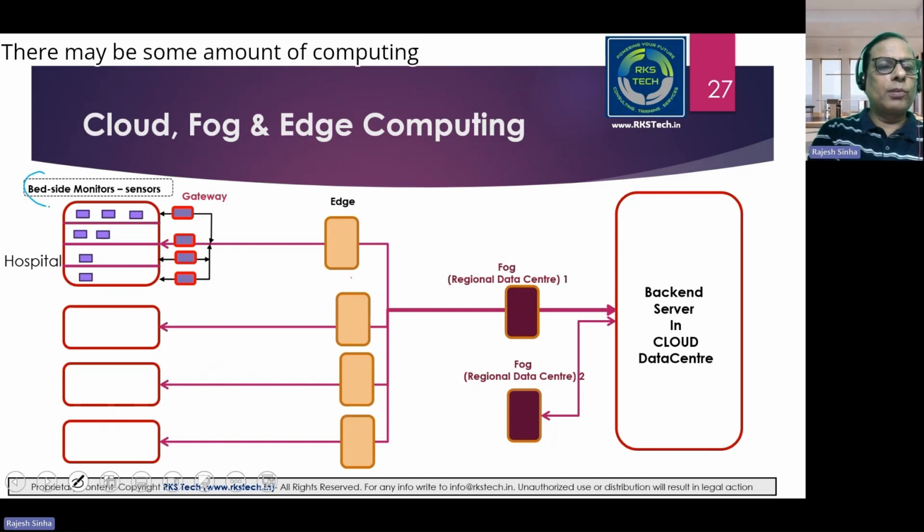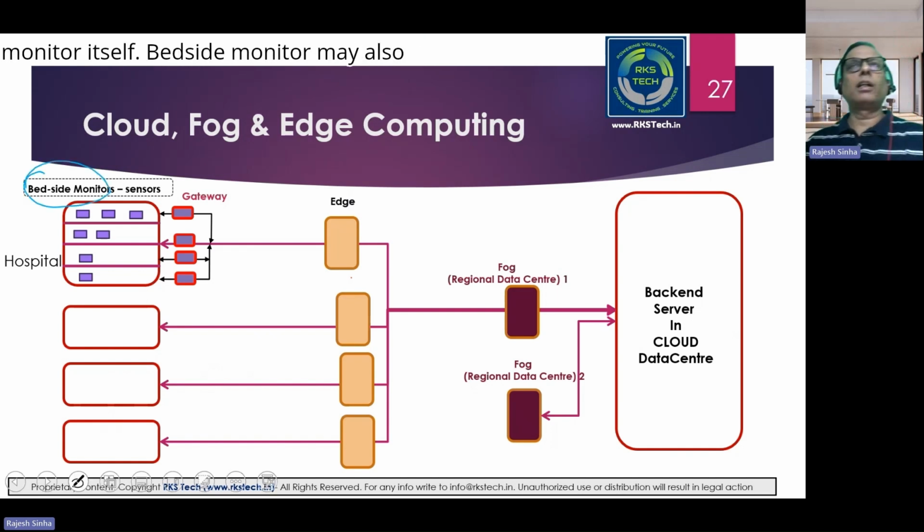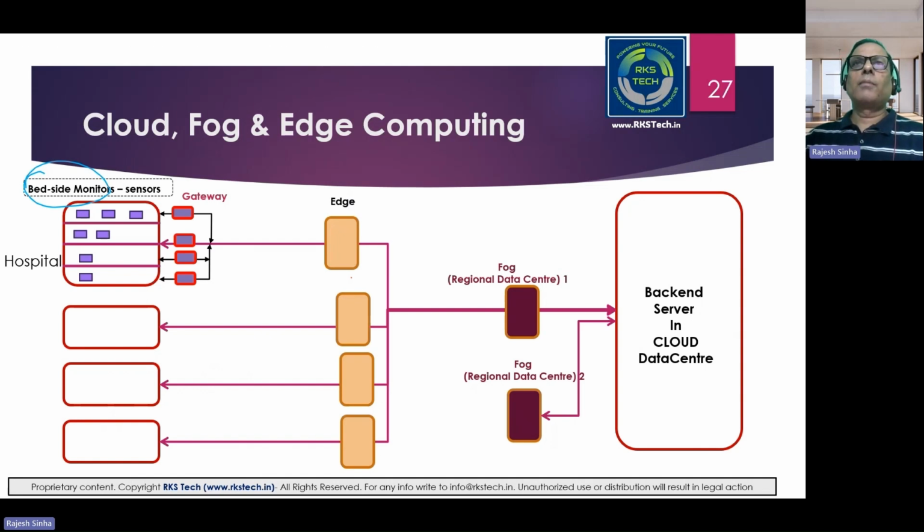There may be some amount of computing happening in the bedside monitor itself. The bedside monitor may also have a small processor, and it may be doing a certain level of processing. For example, whenever there is an abnormality observed in the patient, some kind of error will be thrown only on that particular bedside monitor. There are hundreds of bedside monitors, and each monitor is attached to one patient. But if there is a problem with one patient, that particular monitor will reflect the anomaly on its screen.